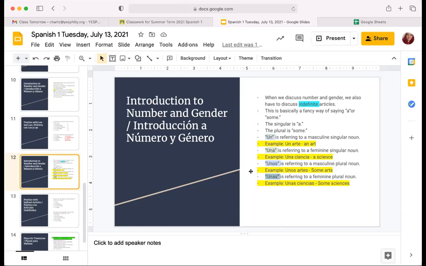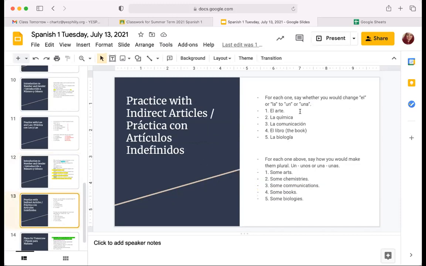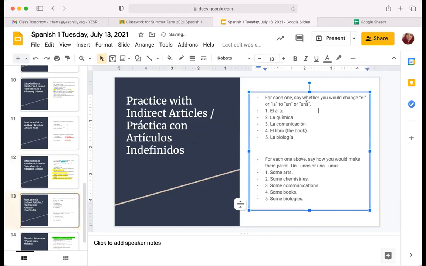And I know this stuff is a lot, but unos is referring to a masculine plural noun. So an example is unos artes, which is some arts. Unas is referring to a feminine plural noun. So an example is unas ciencias, which is some sciences. It's a little awkward, but that's what they do. This phrase is awkward because these are vocab words. So, to use the indefinite articles of these ones.